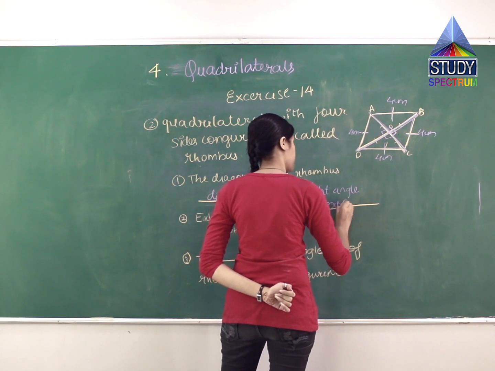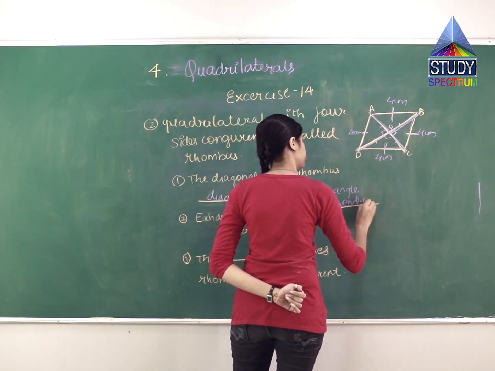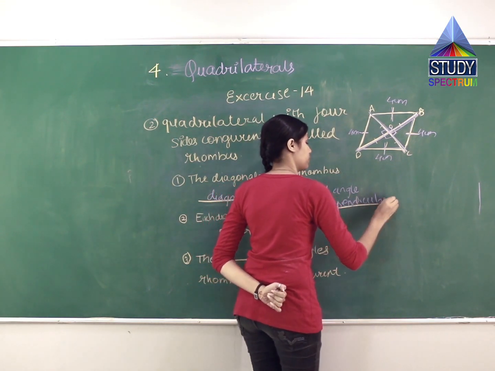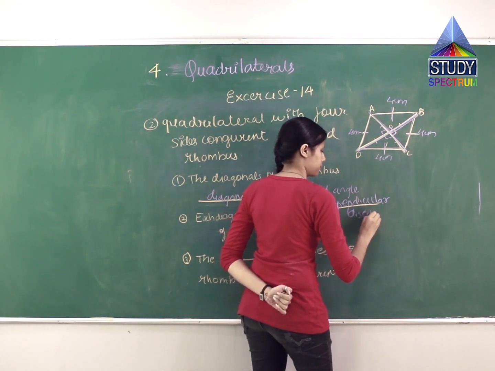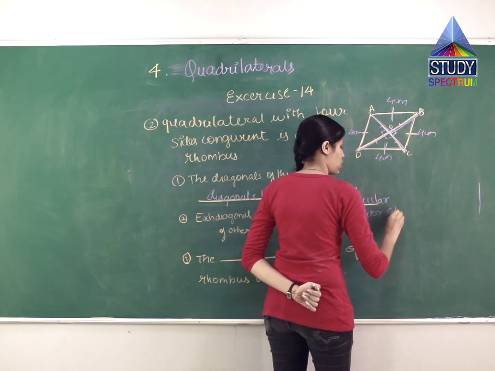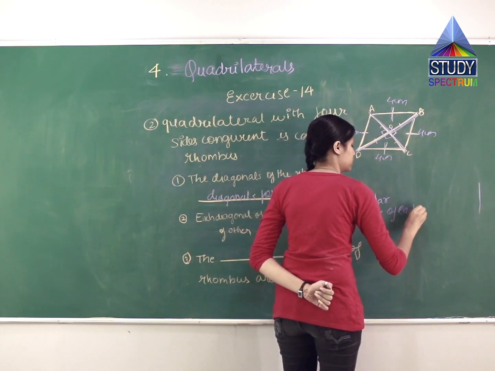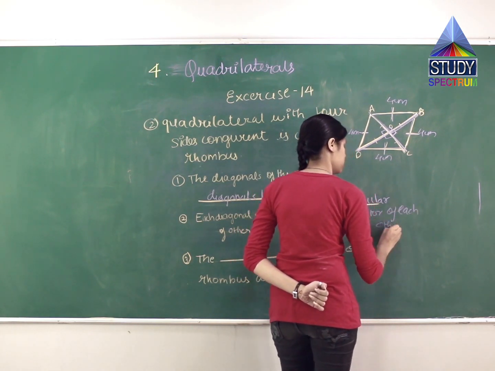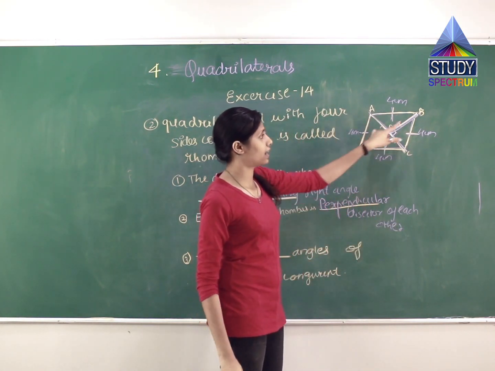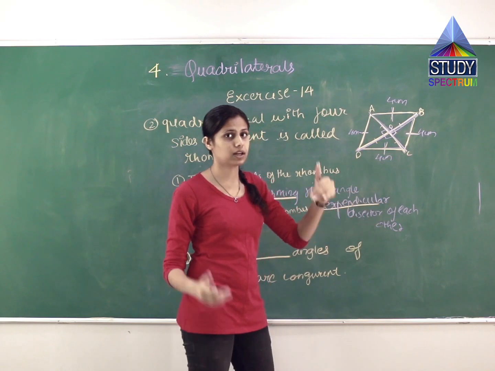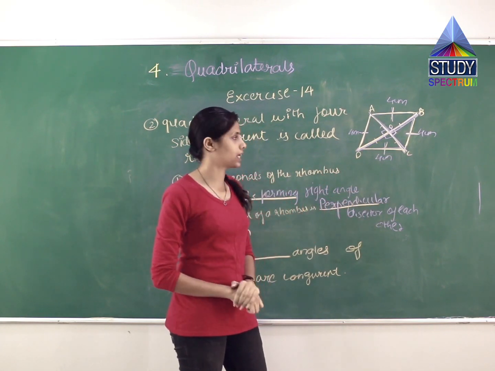Perpendicular bisector of each other. So what does it say? It says that they are the perpendicular bisectors of each other. They cut each other at 90 degrees.